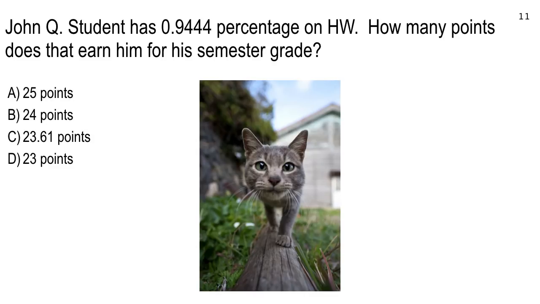Question number 2. Twenty seconds. 10, 9, 8, 7, 6, 5, 4, 3, 2, 1, 0. All right, so C looks like a winner, right? Wrong.